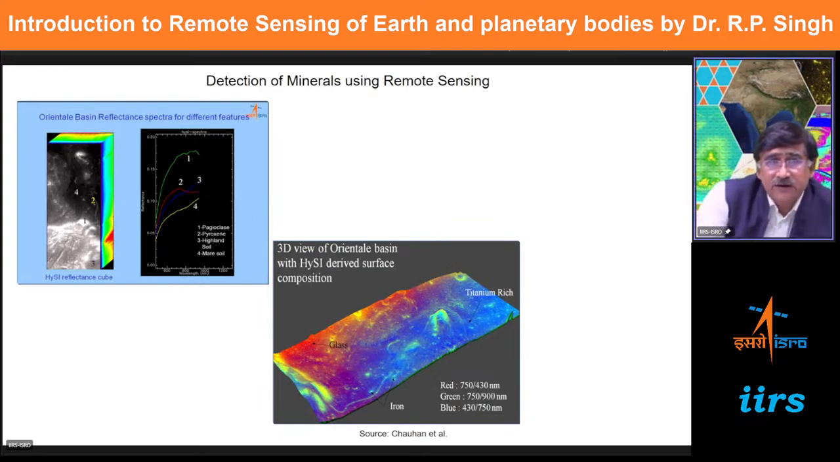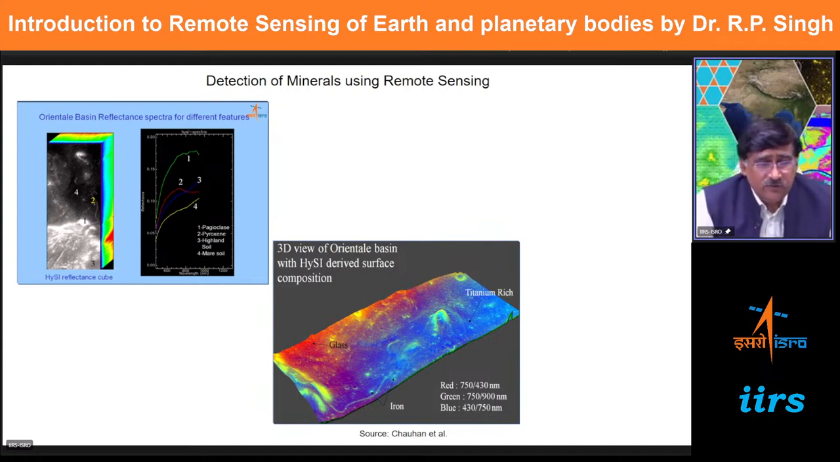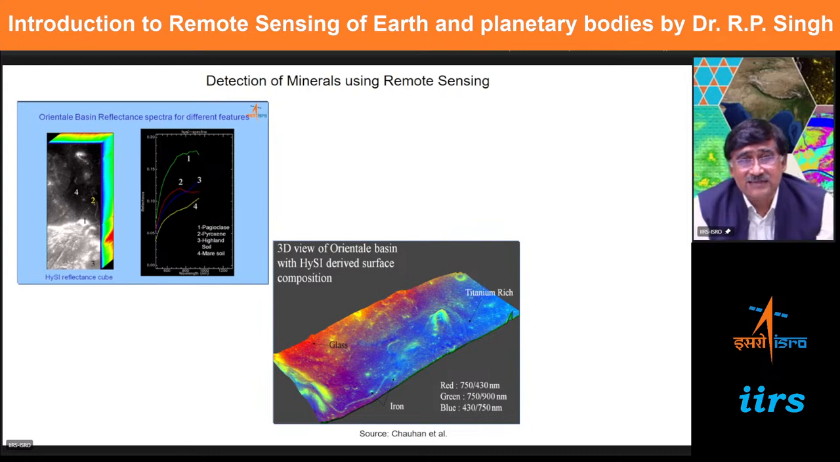This is one small example to prove that concept. It is taken from the Chandrayaan-1 mission, where we put a spectrometer called HySI in Chandrayaan-1. If you see the Orientale basin reflectance spectra of different features, you see plagioclase, pyroxene, highland soil, mare soil. What you see visibly is only shades of color, but when you see spectroscopically, you see 1, 2, 3, 4 spectra which are distinct. And these distinctions tell us that we can know about those surface features.